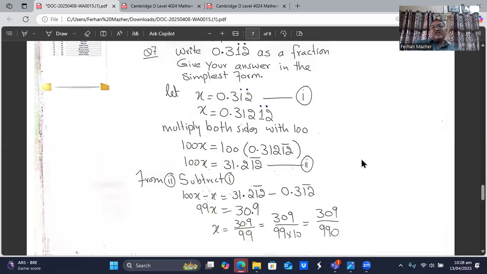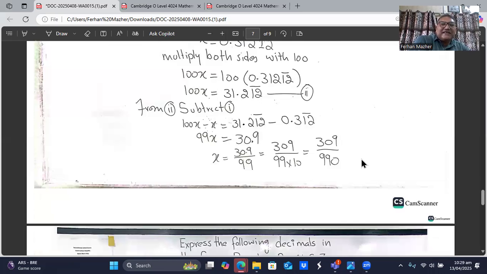So either you write this in this form, but if in the question they ask you to convert this into the simplest form, then please convert it into the simplest form. This can be further simplified with the 3. If you enter 309 divided by 990 in your calculator, you will get 0.31212121212. So this is how you convert this non-terminating recurring decimal fraction into a simple fraction.